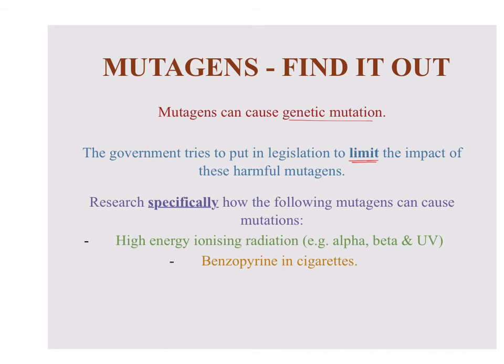So the two examples that I'd like you to look at, please, are high energy ionizing radiation, so alpha, beta and UV. Think about their sources, what do they do? And benzopyrene, which is found in cigarettes. So pause now, spend maybe 10 minutes or so looking at these two examples and finding out how they cause the mutations.